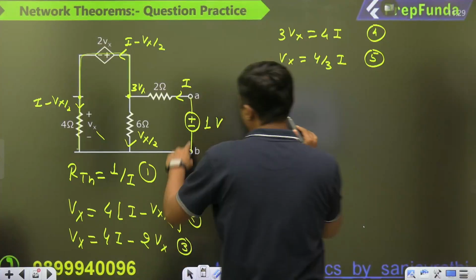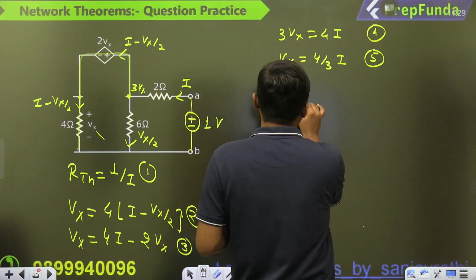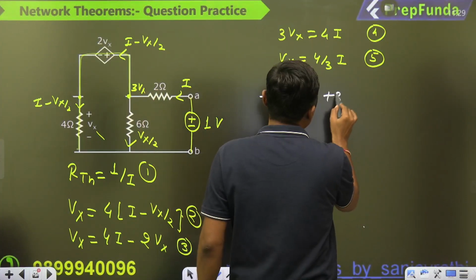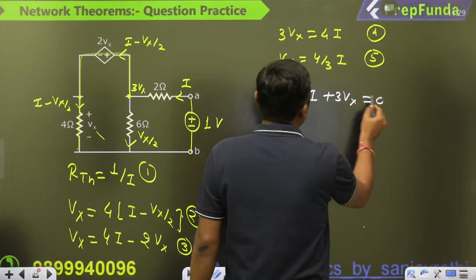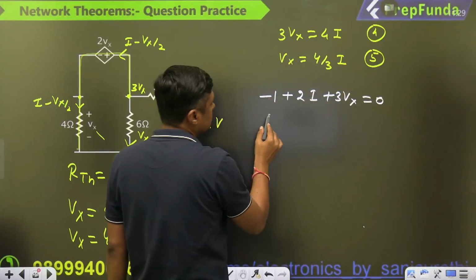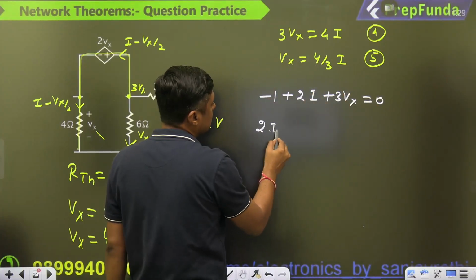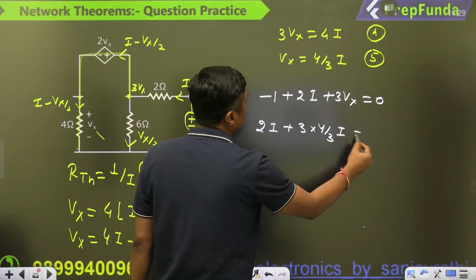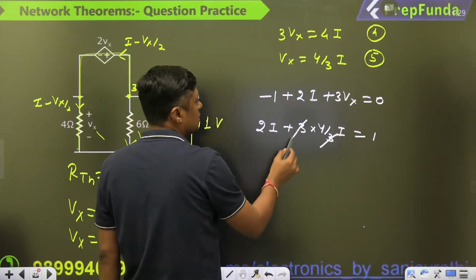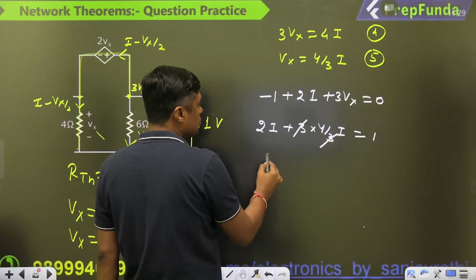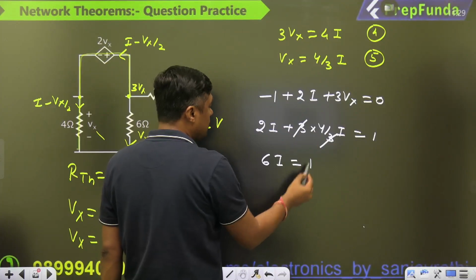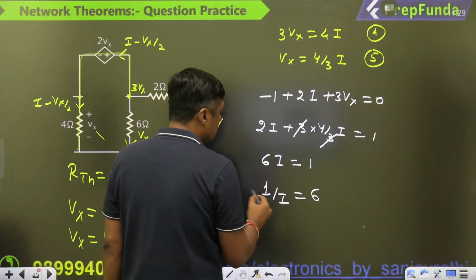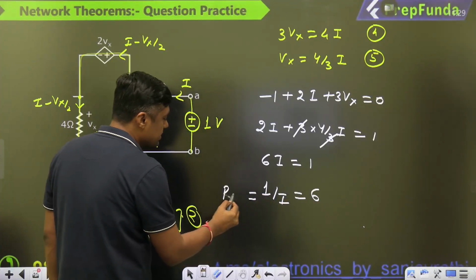Minus 1, this is the minus 1, plus 2 times of I, plus 3Vx. Finished. This is the KVL. What is the Vx? 4 by 3I. So it will become 2I plus 3 into 4 by 3I is equal to 1. And that is 4 plus 2, 6I is equal to 1. So what is the 1 by I? 6 ohm. Because it is nothing but RTH.